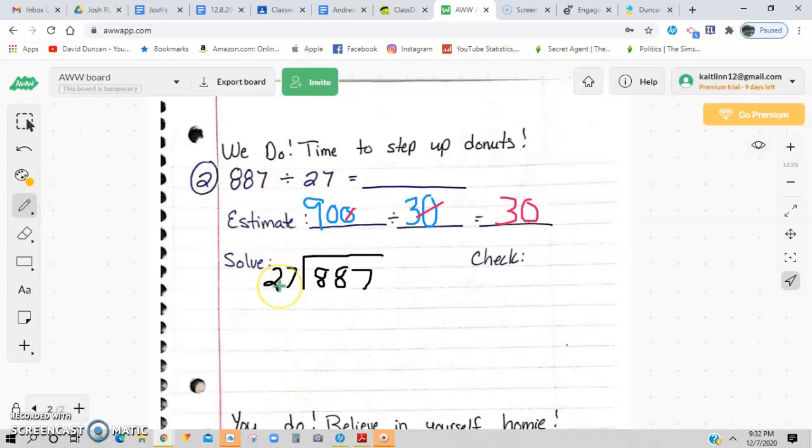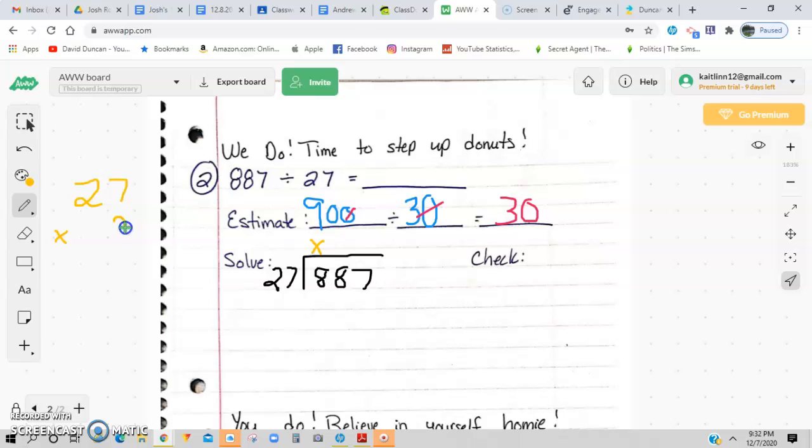How many times can 27 go into 8? It cannot. It's too small. So I'm going to put an X or a 0 on top of that first 8. How many times can 27 go into 88? I'm going to take a wild guess and I'm going to say 2 times. Again, I don't know, so I'm going to go over here and I'm going to try. I'm going to do 27 times 2.